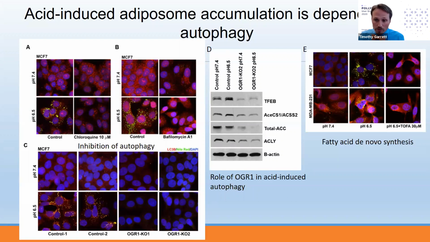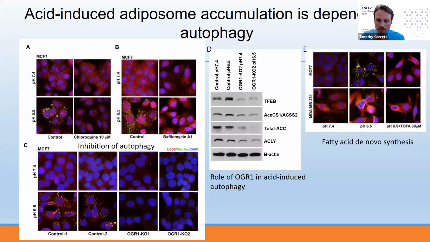If you recall from before, we used the OGR1 knockout model to confirm the role of OGR1 in lipid droplet formation. And we used the same model to assess this acid-induced autophagy. TFEB is a master regulator of autophagy. And as you can see, we observe an increase in TFEB when the pH is reduced to 6.5. In the OGR1 knockout model, we observed lower levels of TFEB as well. And this helps to confirm that indeed the acid-induced autophagy is triggered by OGR1.